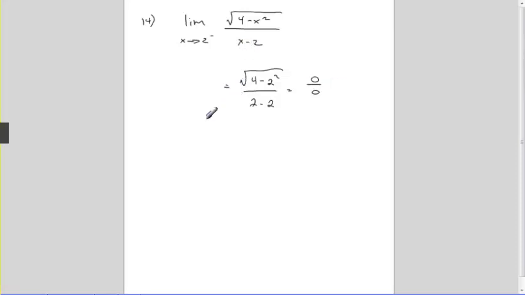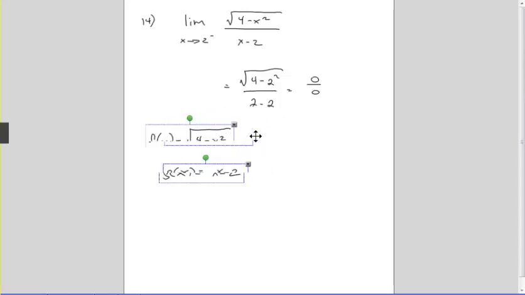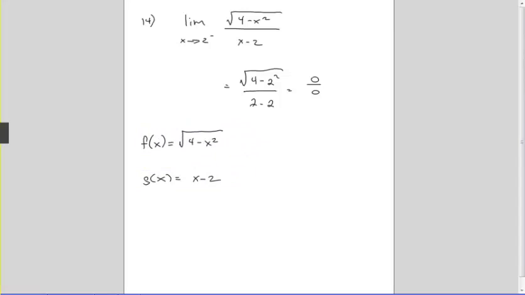Okay, so it's indeterminate. L'Hopital's rule, again, we have to be dealing with a rational function. So our rational function is 4 minus x squared, which is the numerator, divided by the denominator, which is x minus 2. If we take the derivatives of each one of these, and then take the ratio of those derivatives, let us see what we get.